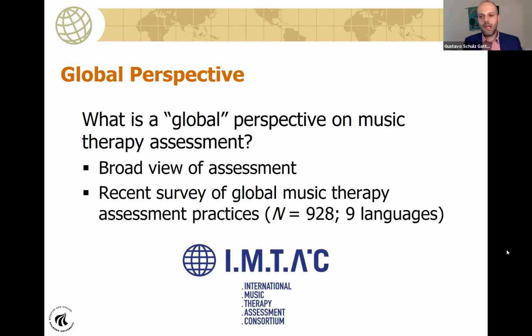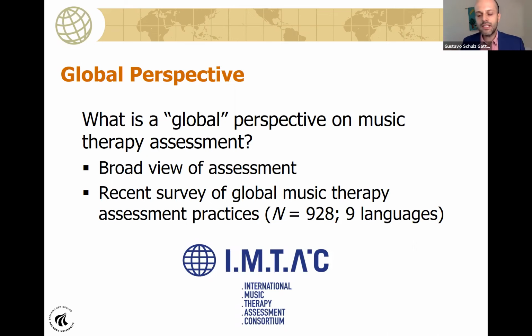So when we understand this presentation with the word global, we have three different meanings for the word global. First, when we use the term global, it's because we are presenting an overview about music therapy assessment. The second meaning is because we are presenting different considerations in terms of concepts and definitions on music therapy assessment that could be used in different countries around the globe.